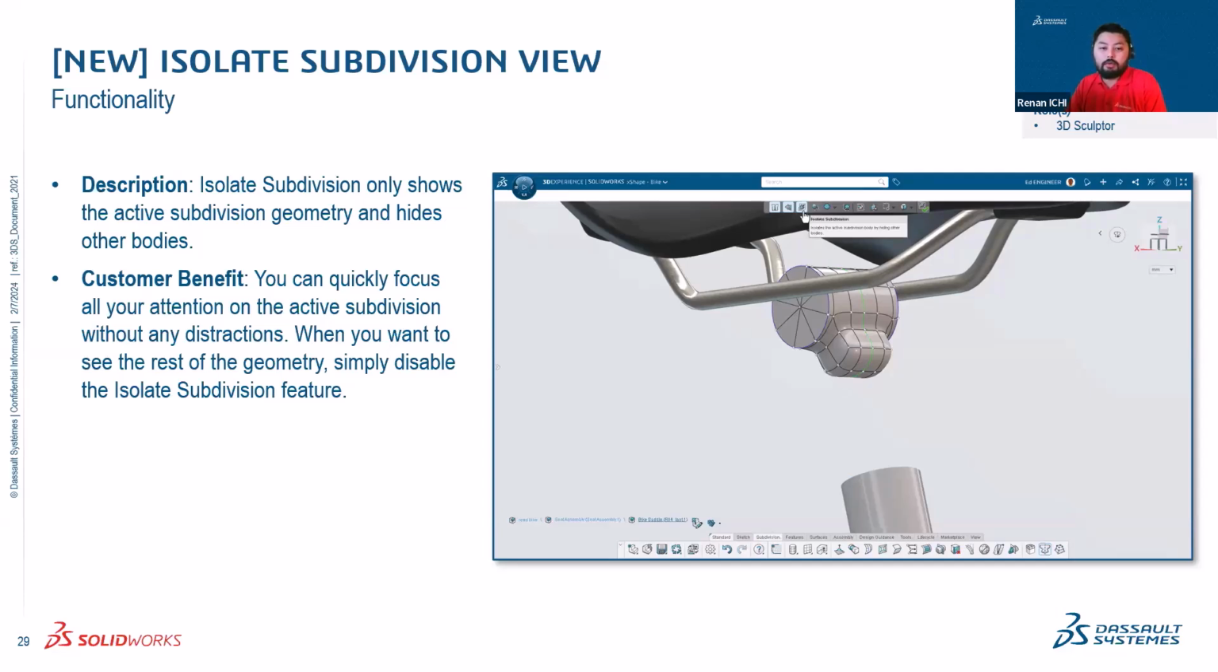So to quickly remove distractions when designing, if there's a lot going on your screen and you only want to focus on the active subdivision, we have implemented an isolate subdivision tool. So when you click on this icon, it only shows the active subdivision surface. This will hide the non-active subdivision geometry. You can also quickly turn the isolate subdivision option off when you're working with external geometry, like what I've discussed, if we're wanting to align to a plane or align to a face.